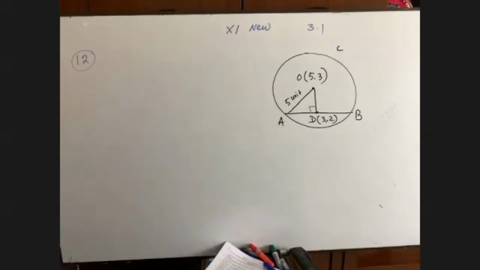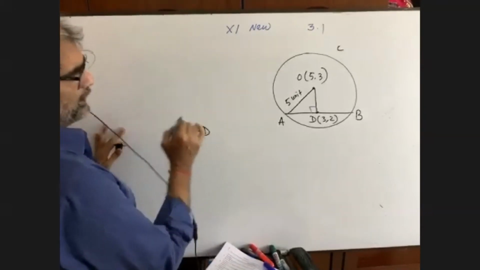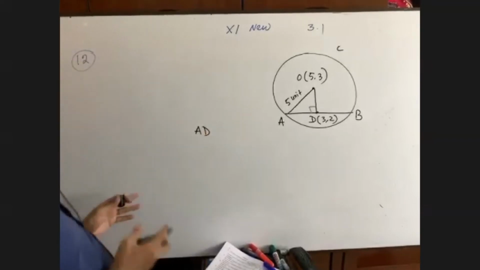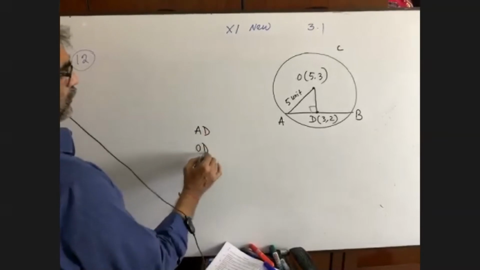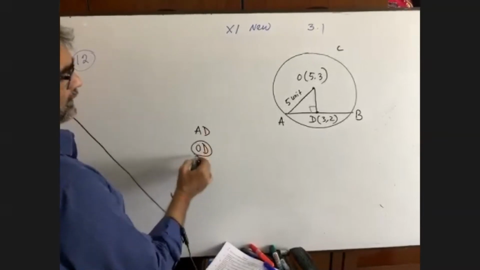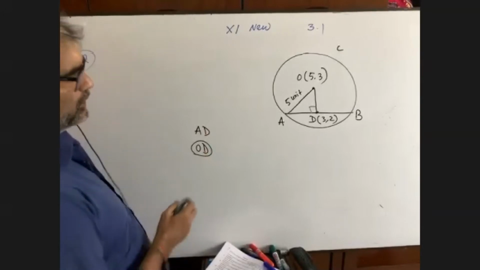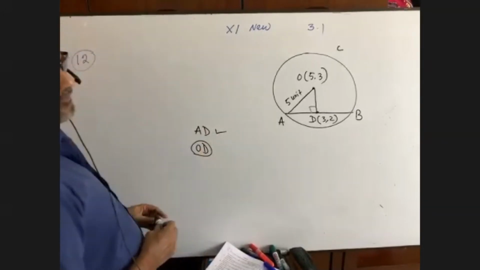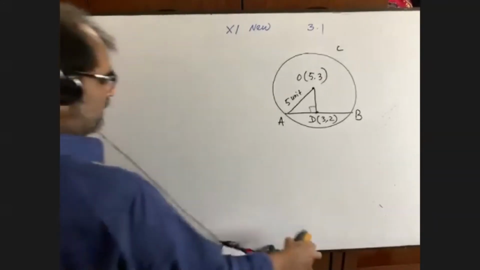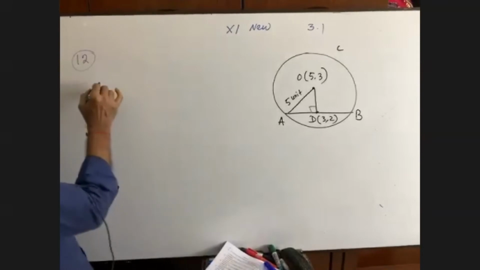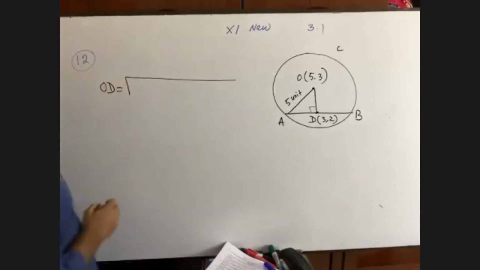If you want to find AB, then at first we have to find AD. But we don't have any other option to find AD unless we get OD. So at first we have to find OD. If I find OD, then applying Pythagoras theorem, we will find AD. So at first find OD. What is the length of OD? OD equals to what?